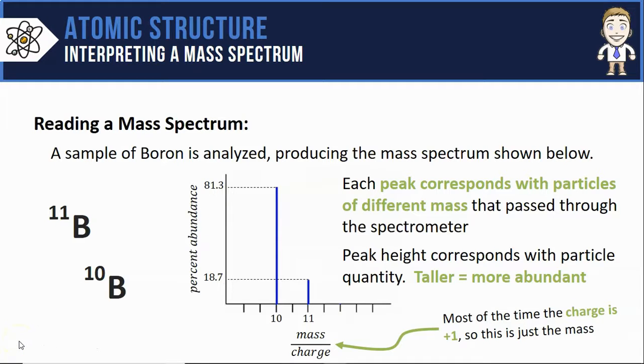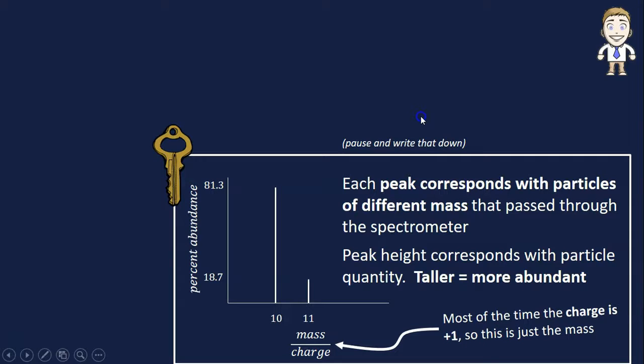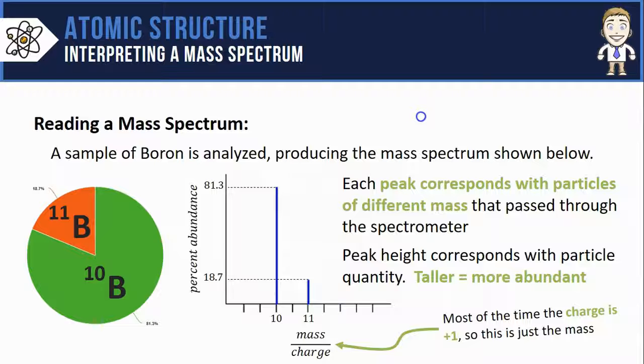So let's summarize my final analysis after interpreting this mass spectrum. I know that boron comes in two isotopes, boron 10 and boron 11. I also know that boron 10 makes up the majority, 81.3% of all the boron atoms, whereas the boron 11 is slightly less common. Make sure to take a moment and write down some of the key ideas related to interpreting a mass spectrum. And that wraps it up for this video.